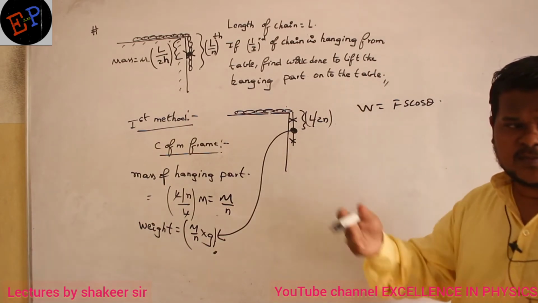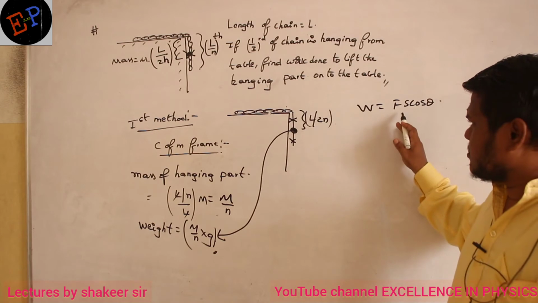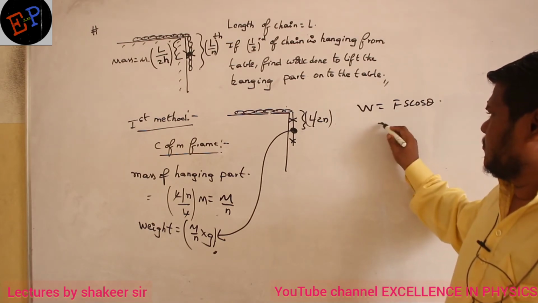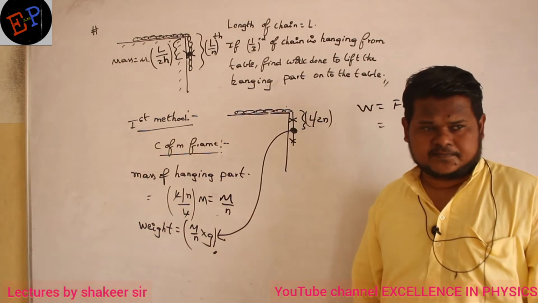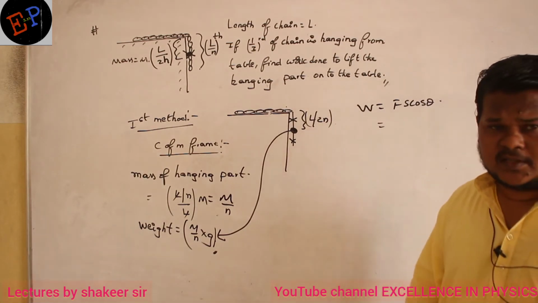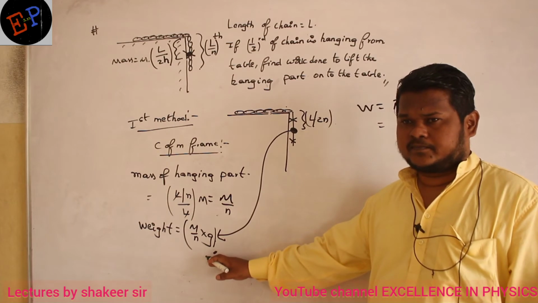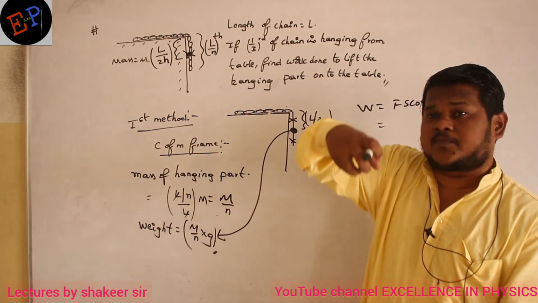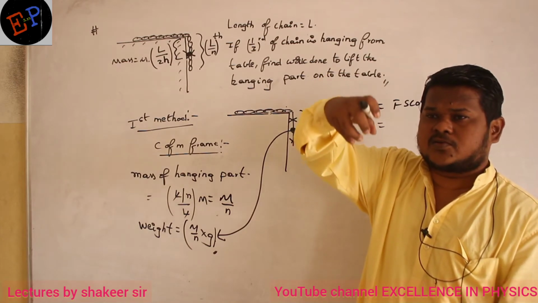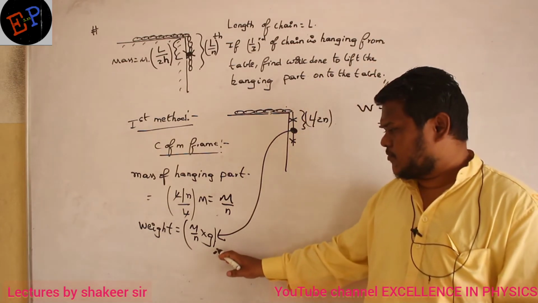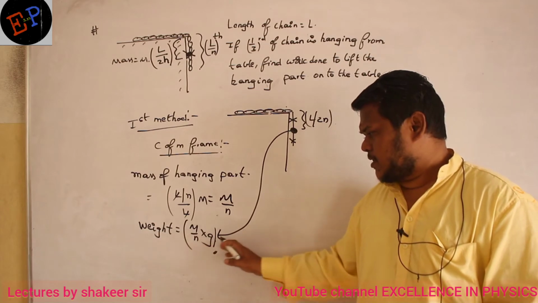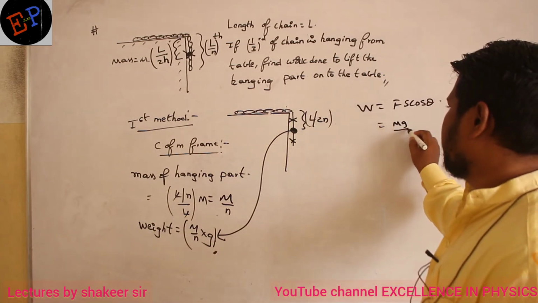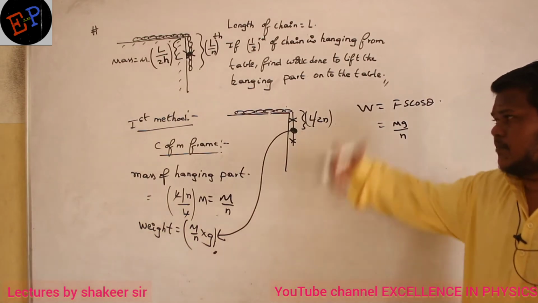So the work done, force applied will be constant. If force applied is constant, then this is the equation which I have to use, no? W is equal to F s cos theta. Force, how much force do I have to apply to lift this one? Force equal to weight of the hanging part. Weight of the hanging part is downwards, no? I have to apply equal and opposite force in upwards direction. Then it will start rising slowly in upwards direction. So how much force do I have to apply? Mg by N, this much amount of force I have to apply in upwards direction.